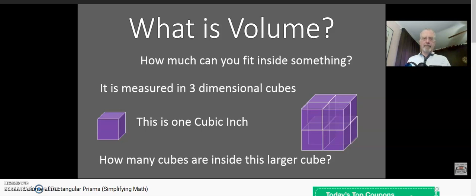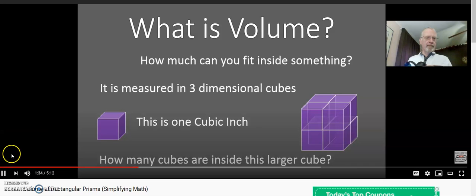How many cubes can fit inside of other objects? Not always cubes, but different objects. For any 3-dimensional solid, we say how many cubic inches or cubic centimeters or cubic feet can we fit inside of that. So it's measured in 3 dimensions. It's measured in cubic units, whatever the unit of measurement is.